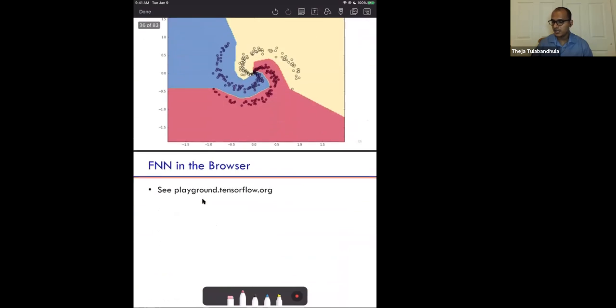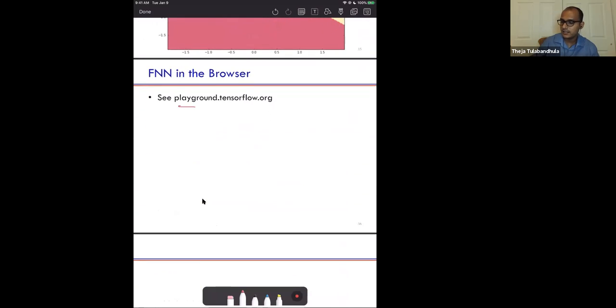So this is the same. And you can also see the same at this URL, playground.tensorflow.org. Actually, there's another URL called Teach with Google, I think.